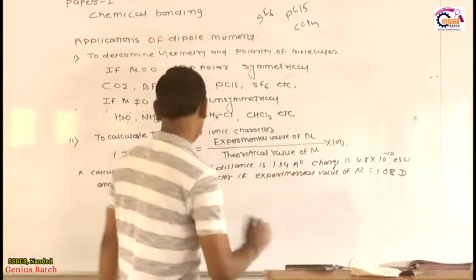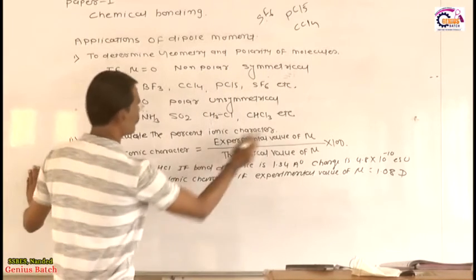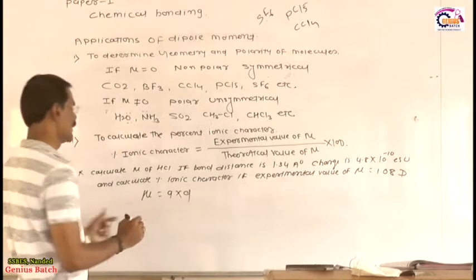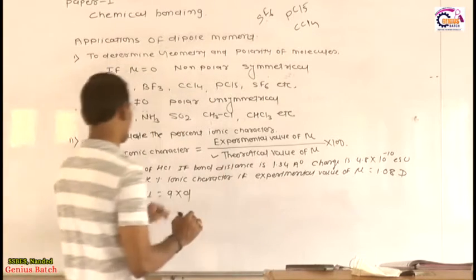Now dear student, you first calculate the theoretical value of mu. How do we calculate? Mu is equal to Q into D. This is a formula. By using that we calculate the theoretical value.